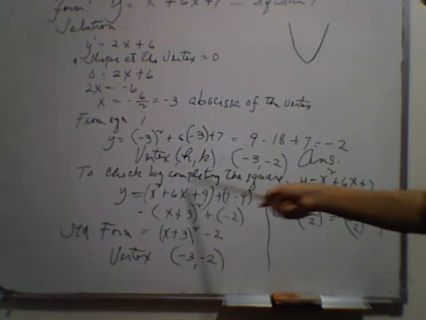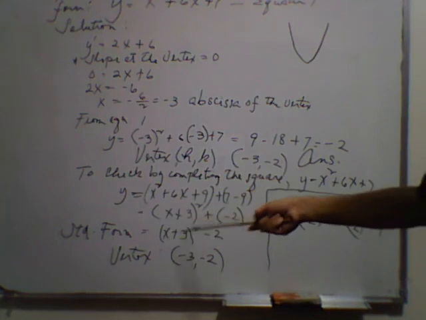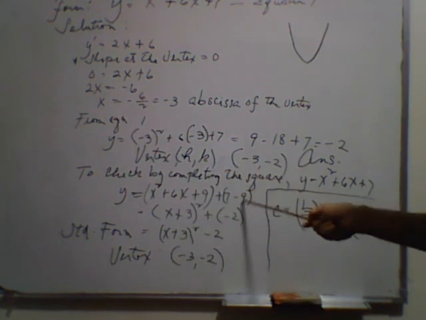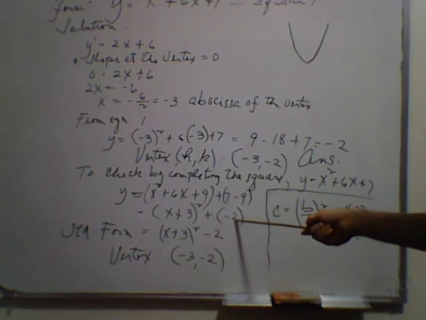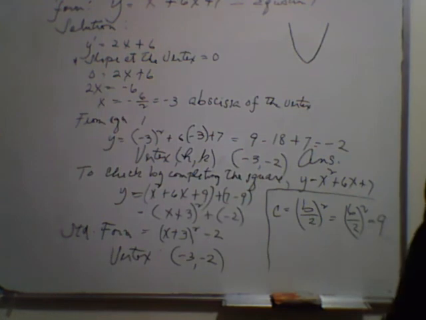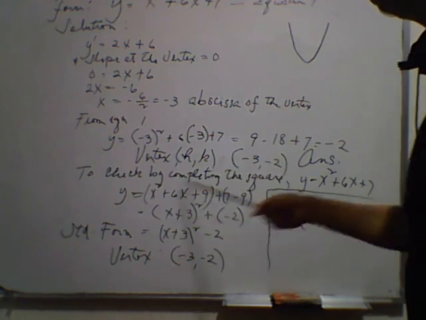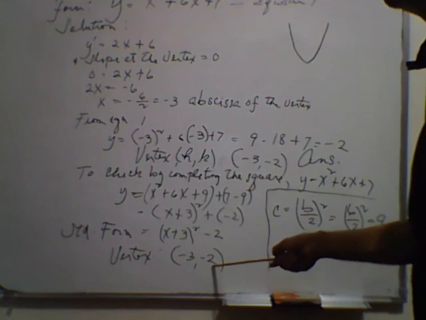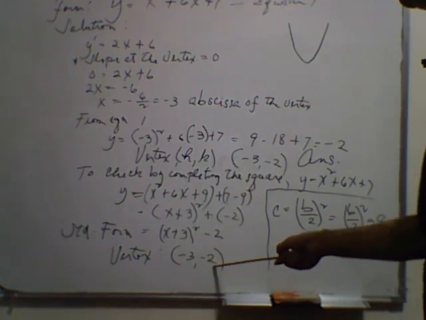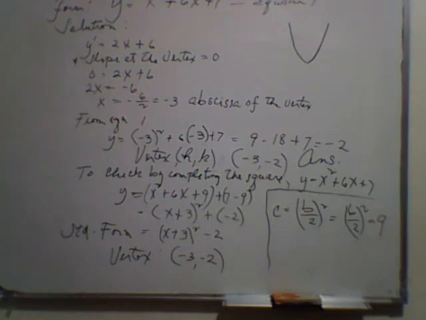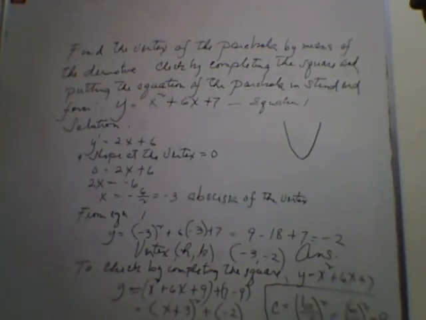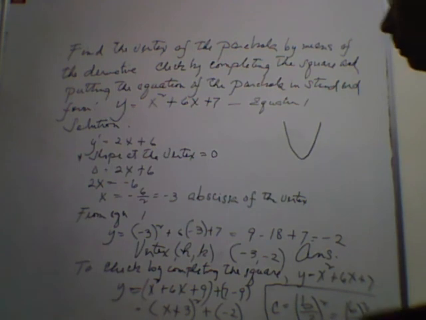So after completing the square, we factor it out, and we get x plus 3, quantity squared. And this one becomes negative 2, which is our k of the vertex of the parabola. So our standard form is x plus 3 quantity squared minus 2. So the vertex, according to completing the square, is negative 3, negative 2. So our first answer is also correct. That's how we're going to use the derivative in finding the vertex of the parabola. So we're going to have some more of this as we go along.